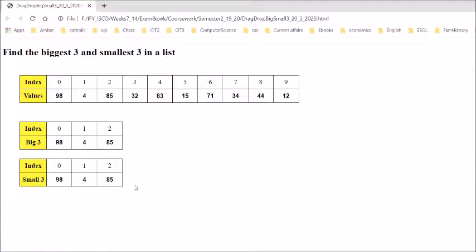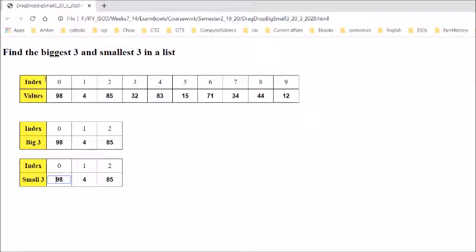So to keep it simple, I've created a list here, and we're going to find the biggest 3 and the smallest 3 in a list, not the biggest 5 or the smallest 5. So in order to do this, here's the original list, and one way to start is to have the biggest 3 as the first 3 in the original list, and the smallest 3 as also the first 3 in the original list.